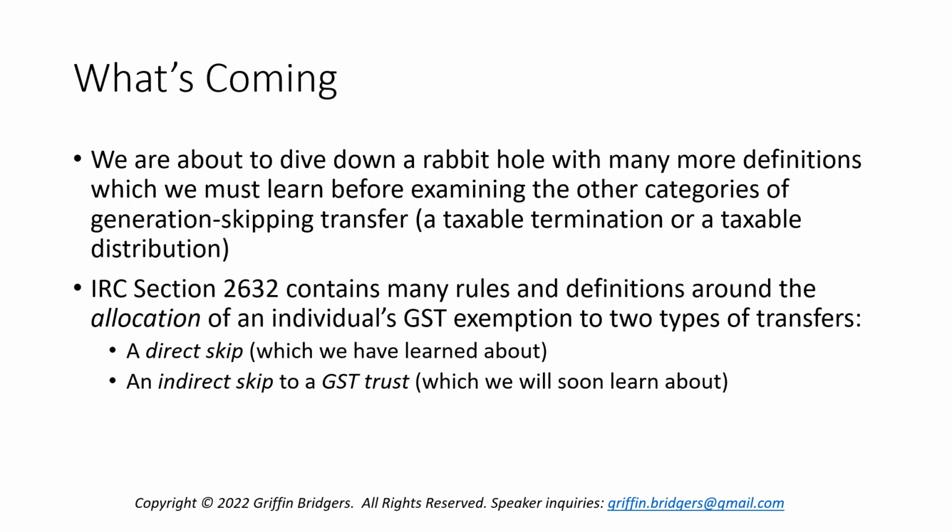So what's coming is a deeper dive into Code Section 2632, which contains many rules and definitions in the code and in the regs associated with that code section governing the allocation of an individual's GST exemption, really to two types of transfers. One, a direct skip, which we've already learned about, and two, an indirect skip, which is to a GST trust, which we will soon learn about, and subject to one thing I don't mention on this slide, which is an estate tax inclusion period, or ETIP. All of that's to come, but as you can see with these many definitions coming at you like a fire hose, there's a lot to cover and a lot of terms.